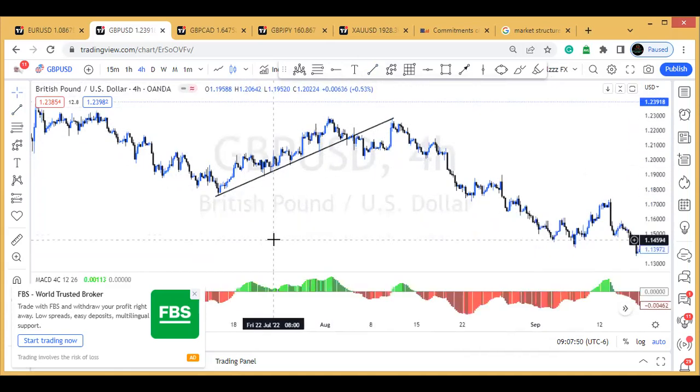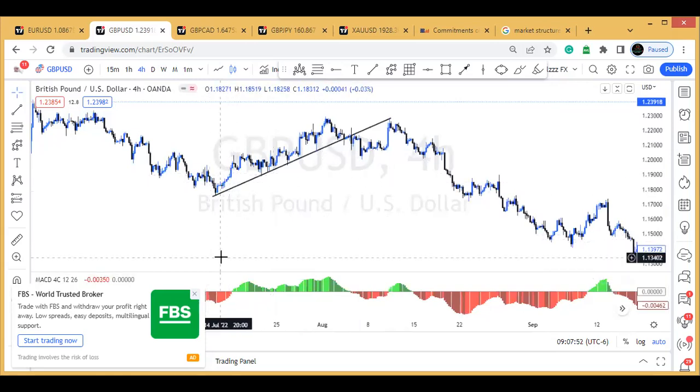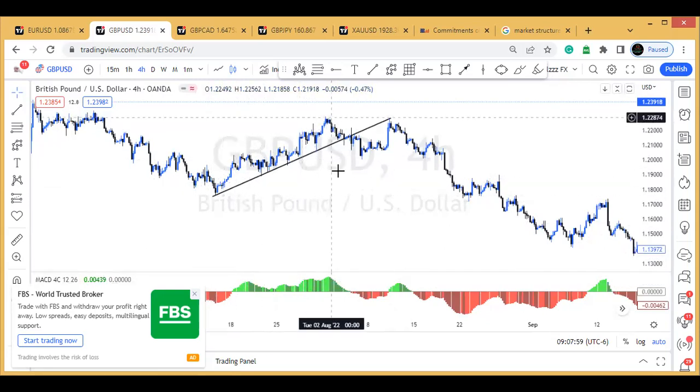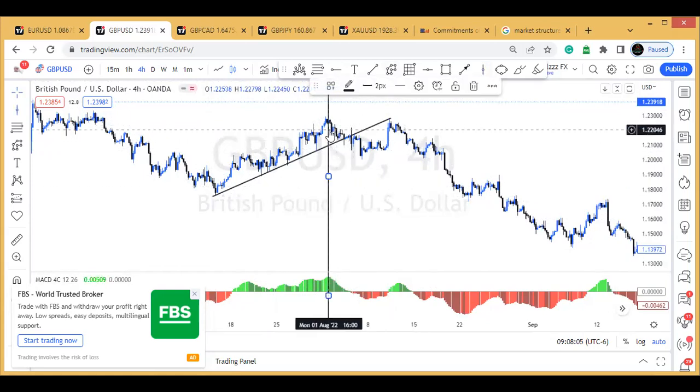So now let me implement my MACD. Look at when price was going up. You see, MACD is creating highs until we have a breakout here. Let me bring out a vertical line. Look at where we have the breakout. What did you see on MACD? MACD created a low. See?